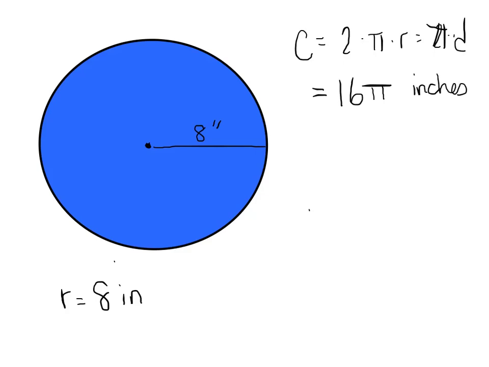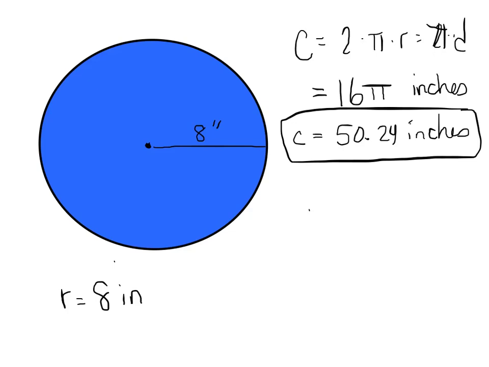In many places we'll leave it at 16 pi as you get older. But for right now, what I'm going to do is take 16 on my calculator, multiply it by 3.14, or I could do it out by hand as well. And I'm going to get a circumference equal to 50.24 inches. That's going to be my circumference, the distance around my circle.